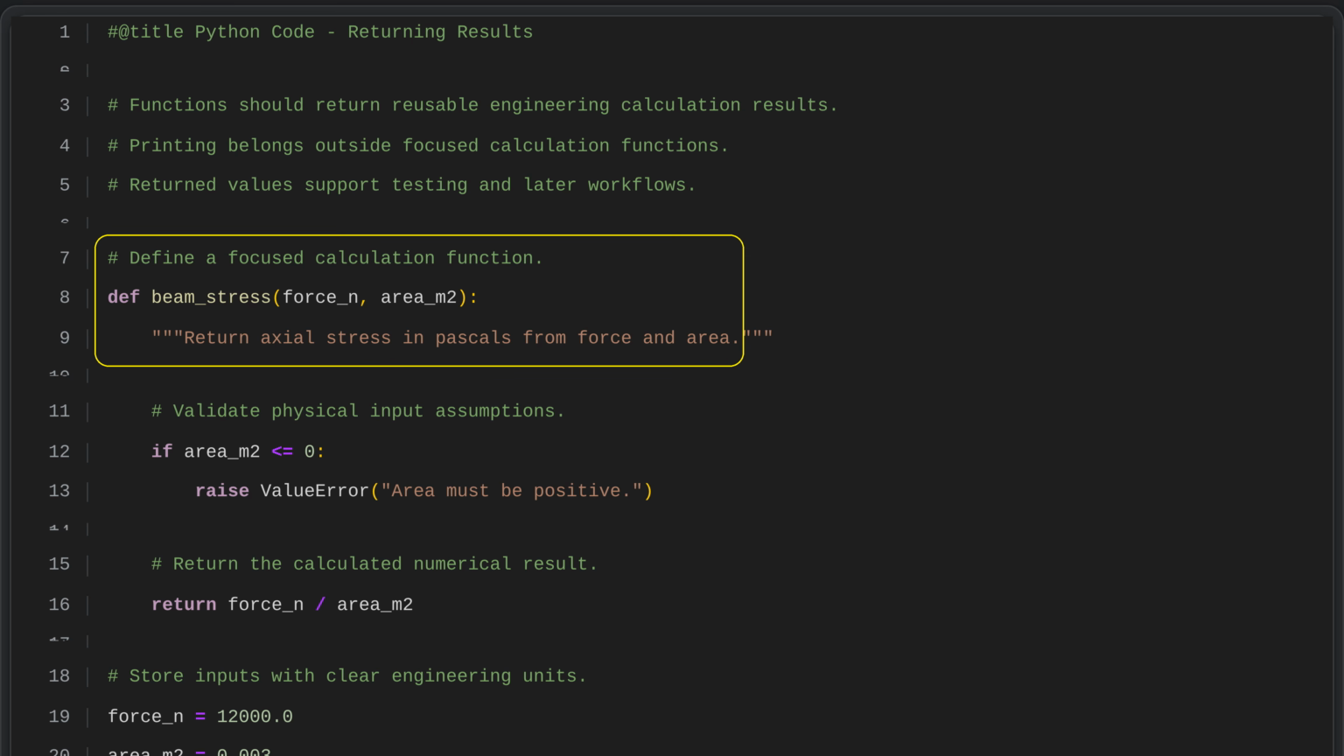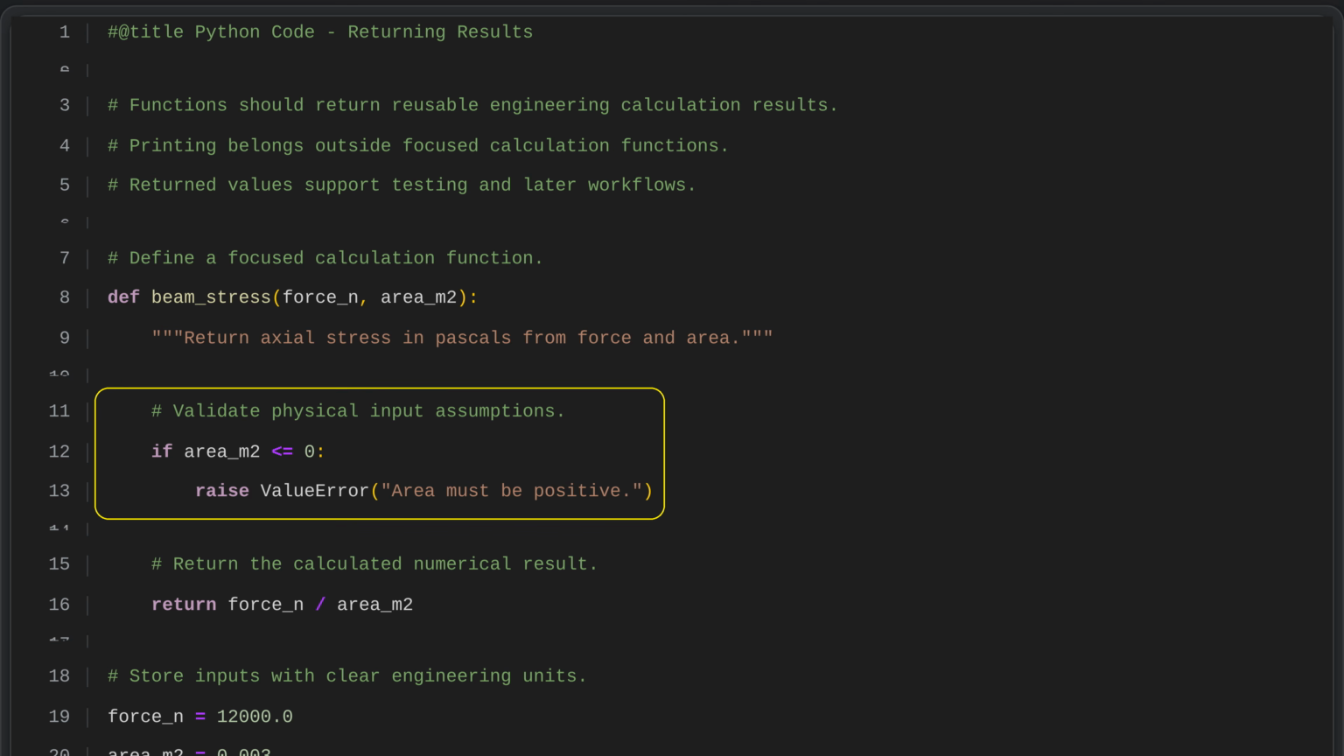The beam stress function calculates axial stress in pascals from a force in newtons and an area in square meters. It returns the force divided by the area, making the calculation reusable, easy to test, and suitable for larger workflows.